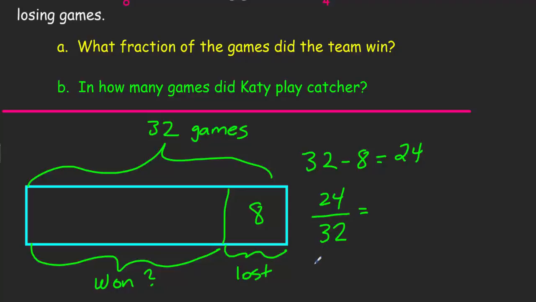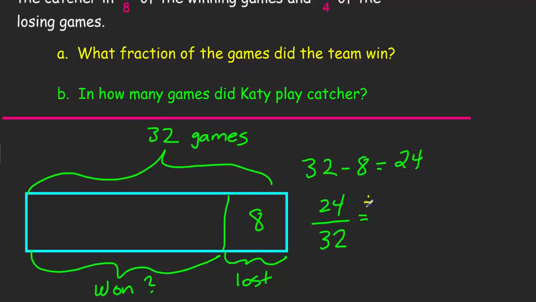What fraction of the games did the team win? Well, they won 24 out of 32. However, this isn't in simplest form, and this is a fraction we wouldn't usually leave in this form. It's not simple enough for us to conceptualize. I definitely see an 8 I can divide out, giving me 3/4. So 3/4 is a more recognizable, benchmark fraction. So we have 3/4 of the games were won.